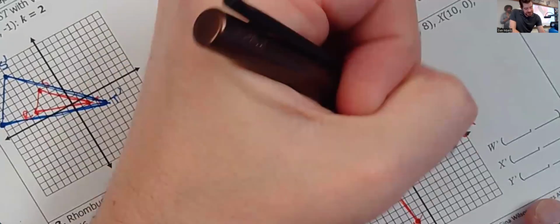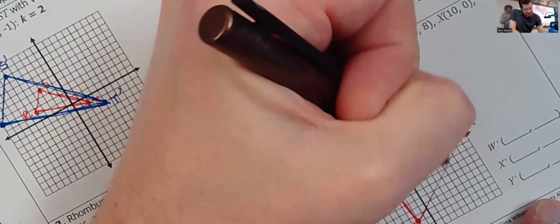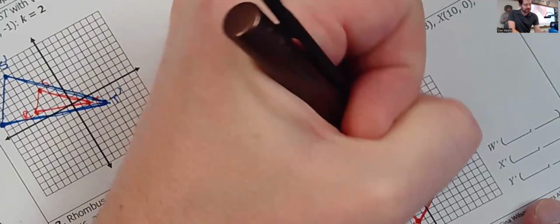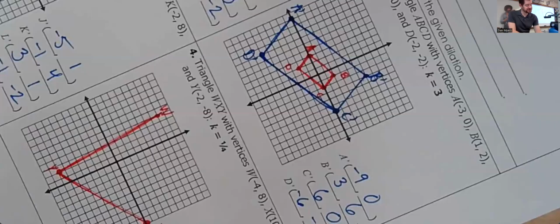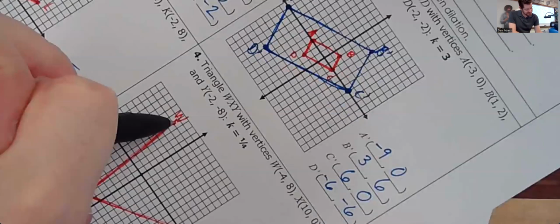What do you do if you have decimals? Estimate where it goes on the graph. Did you get 2.5? There you go. So go in between 2 and 3, halfway in between.